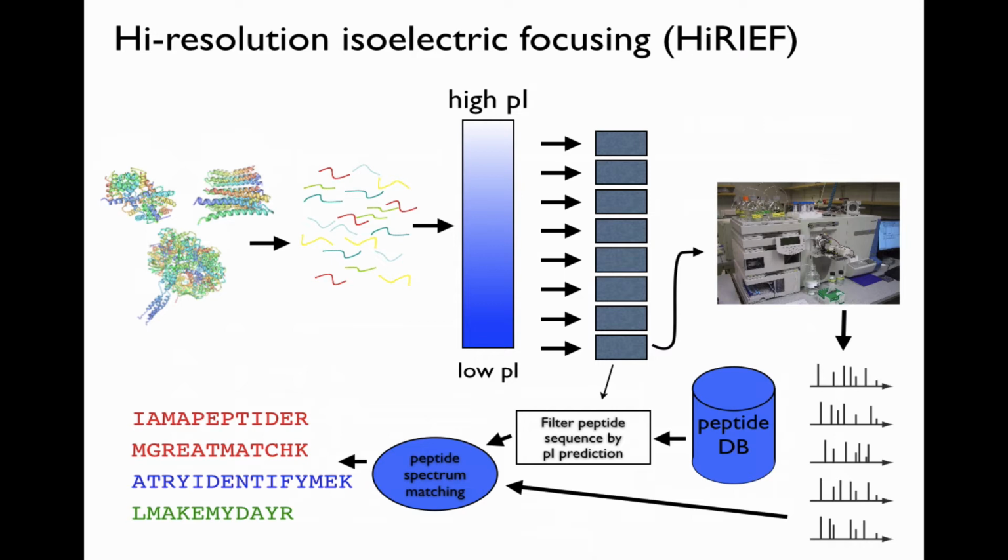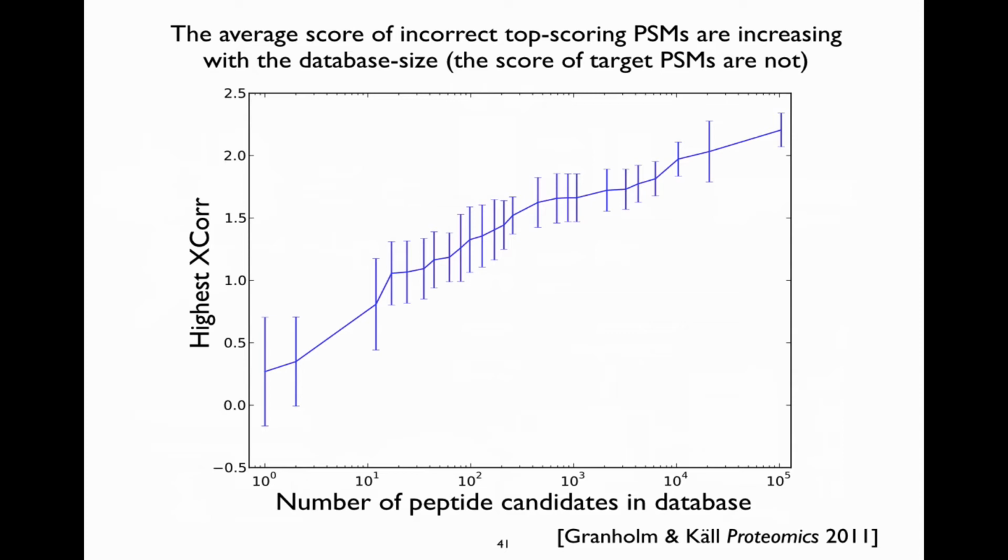You might ask yourself, why is this useful at all? Well, it's just this fact that the average score of the top incorrect PSMs increases with the database size. And this is a property that is not shared by correct target PSMs. So correct identifications obtain the same kind of score regardless of database size, but the incorrect ones will generally increase.